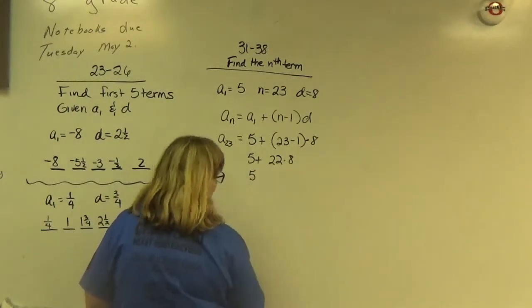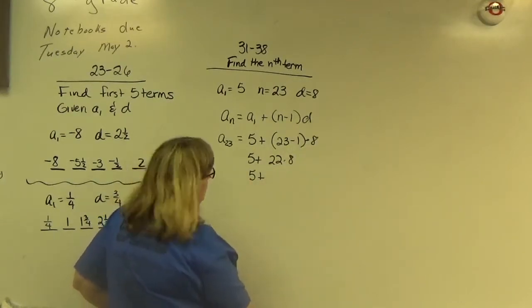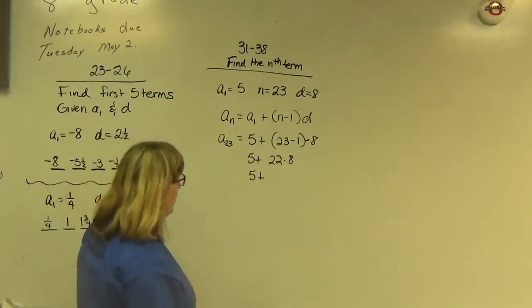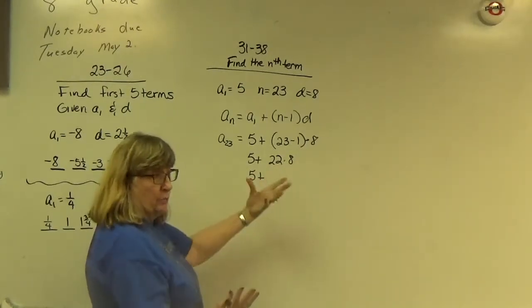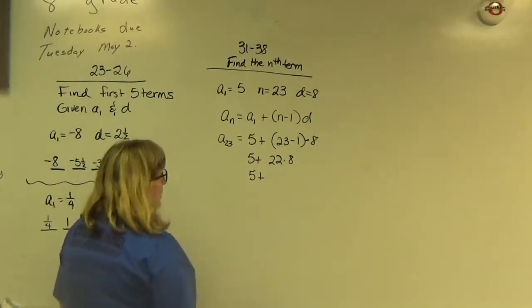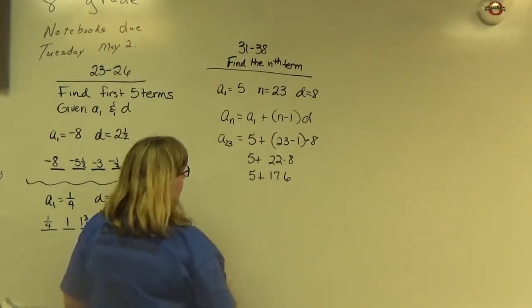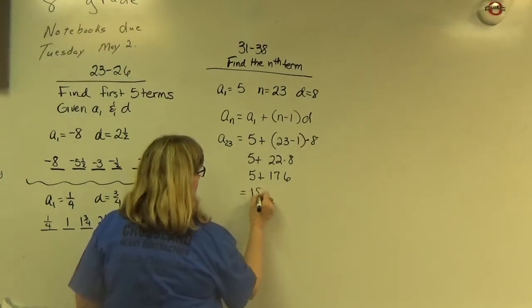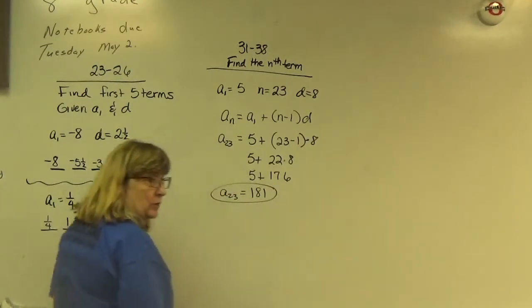Can you slow it down a bit? I don't know what you just did. I said 23 minus 1 is 22. You have to do what's in parentheses first. Next, you take 22 times 8 because you have to multiply before you can add. Order of operations is always in order here. 176, is that what you're telling me? And then the last step would be to add those together. 5 plus 176. So the 23rd term is 181.